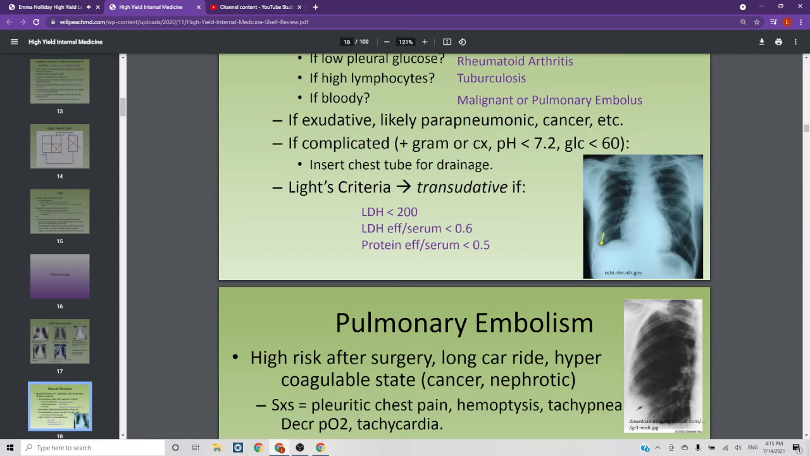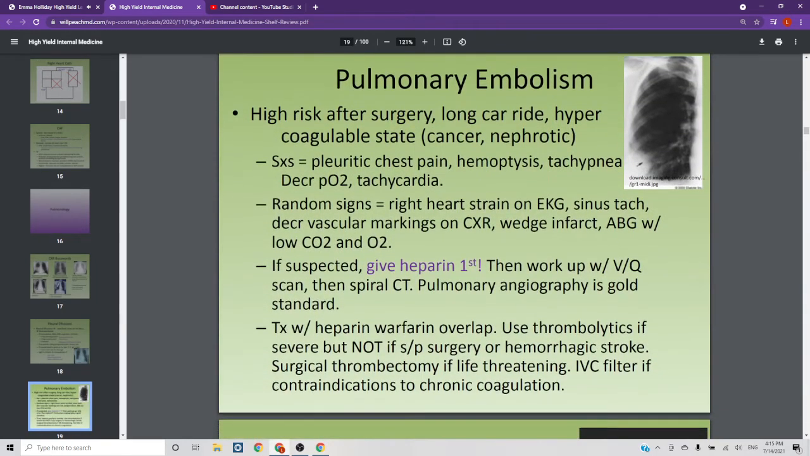Okay, so pulmonary embolism, we talked about this a little bit already. Remember that the risk factors for this: surgery, any post-op patient is at risk for PE, long car ride, cancer, or nephrotic syndrome both give a hypercoagulable state. And remember the symptoms. They've got the pleuritic chest pain. They might be spitting up blood. Tachypnea is probably the most common symptom. They might have a decreased pulse ox, and they're probably going to be tachycardic.